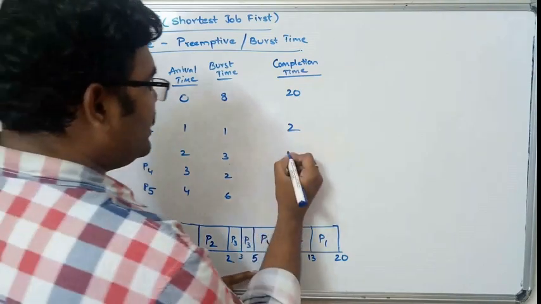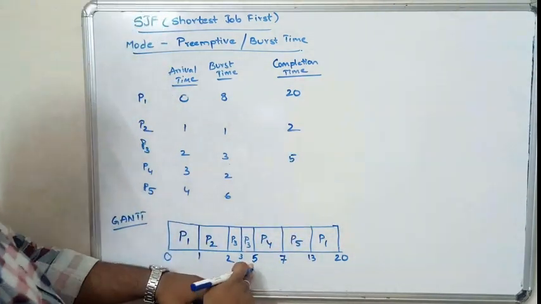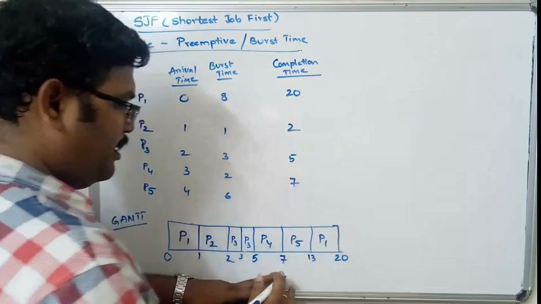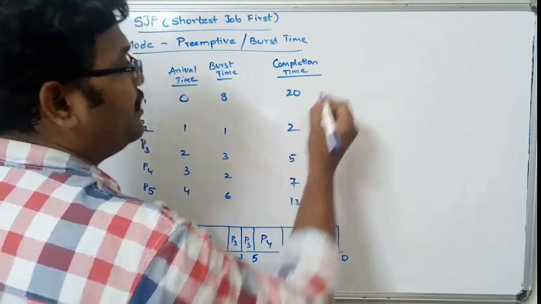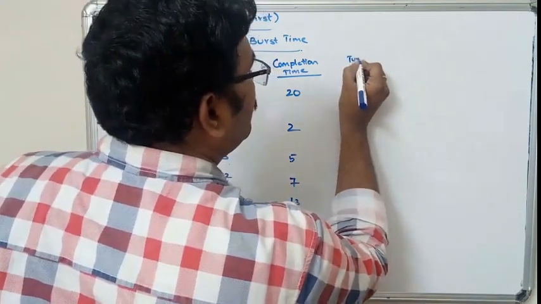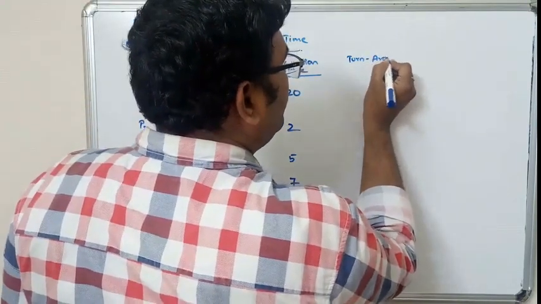Right. P3 requires 5 seconds to complete. P4 requires 7 seconds to complete. P5 requires 13 seconds to complete. Next, turnaround time.